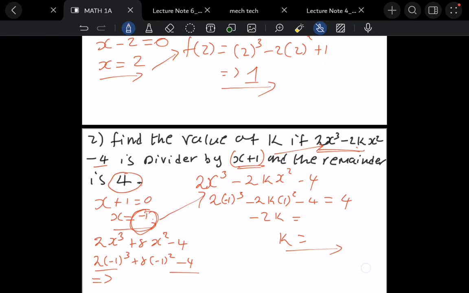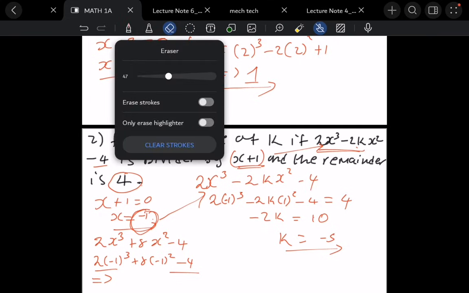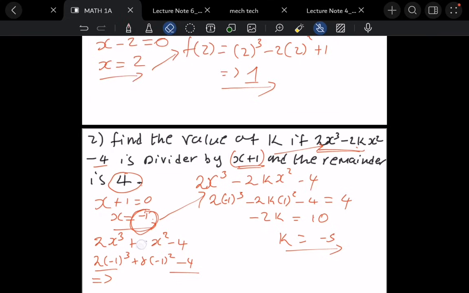It's 10. And then divided by negative 5. So there it's going to be negative 5, so it's going to be positive 10. If you substitute positive 10 there, you are going to get positive 4.